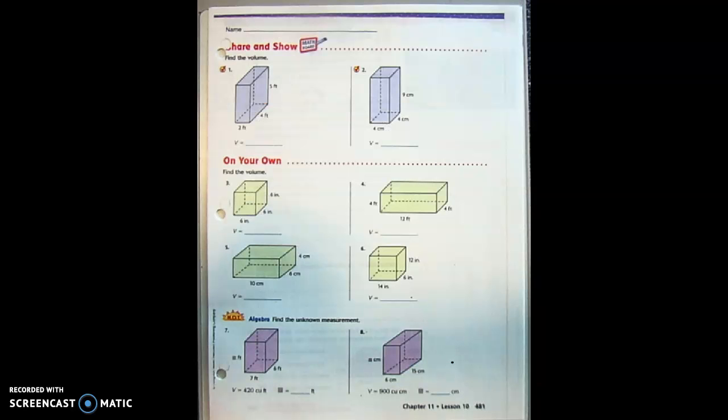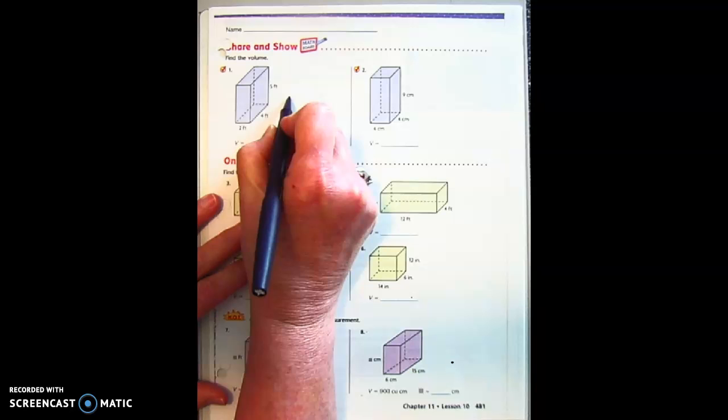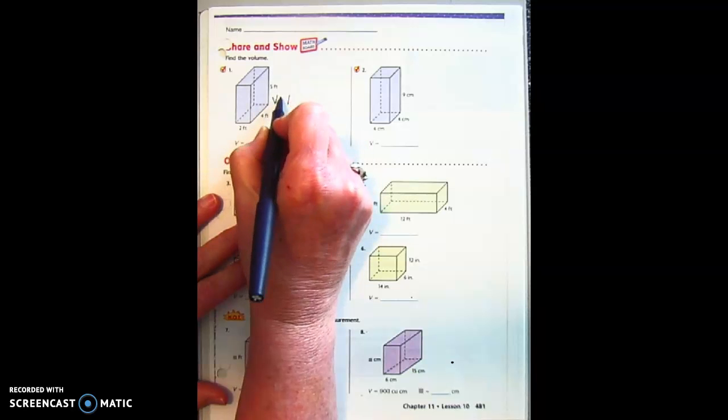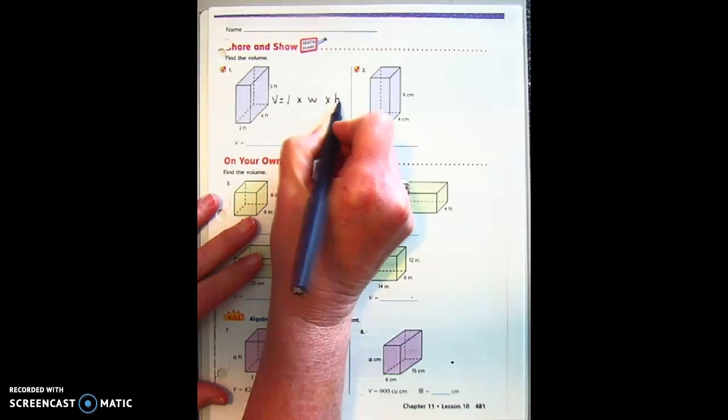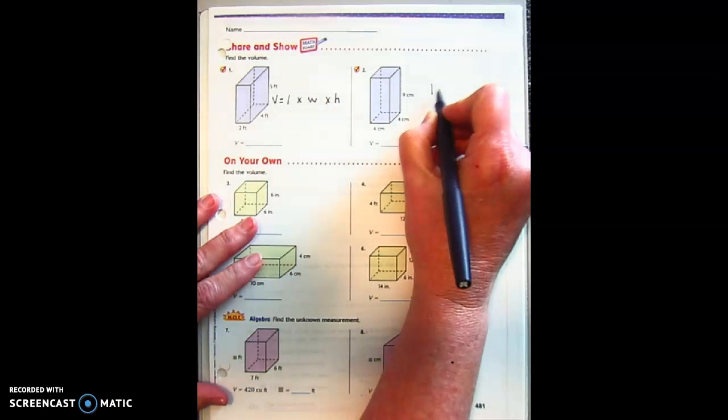Okay, we're going to go on to the Sharon Show on page 481. Please work number 1. Stop your recording and work number 1, and then check your answer. I do need you to write the formula volume equals length times width times height, just like this for both of them.